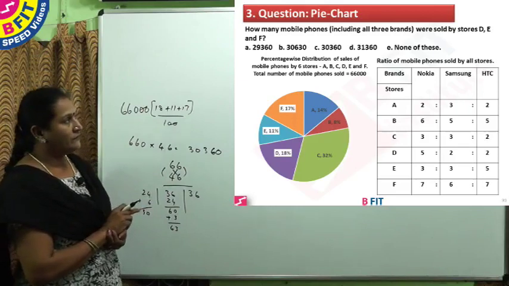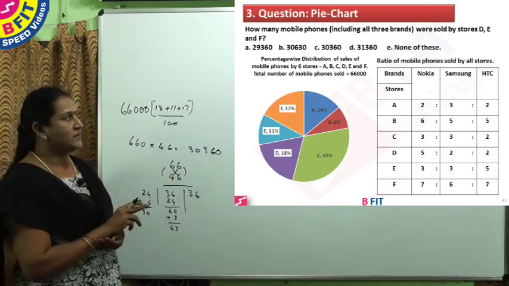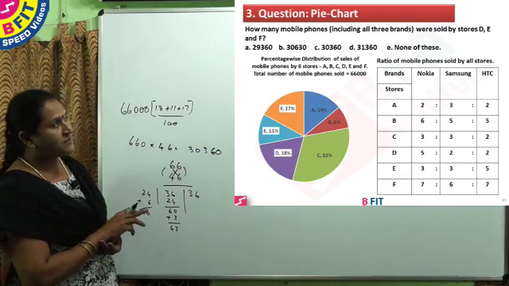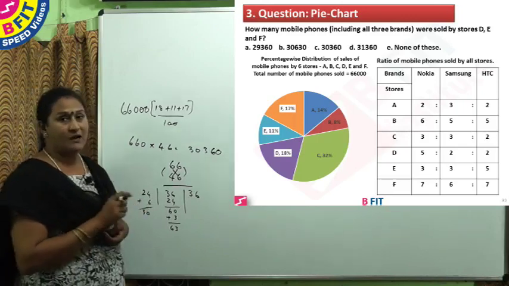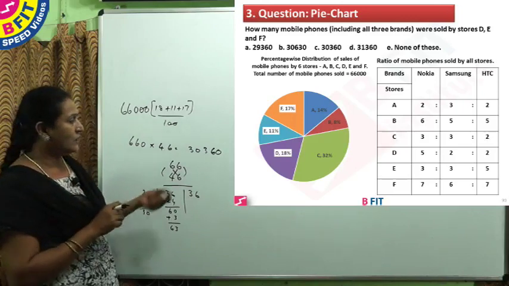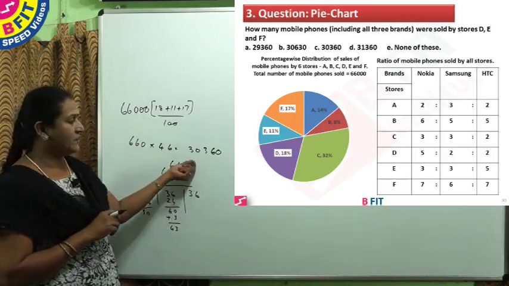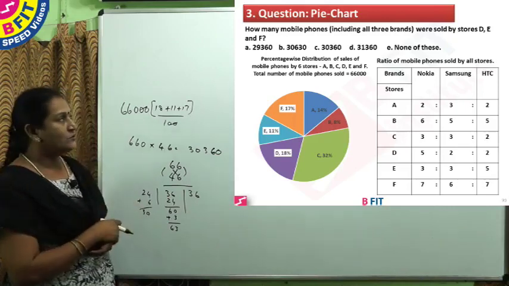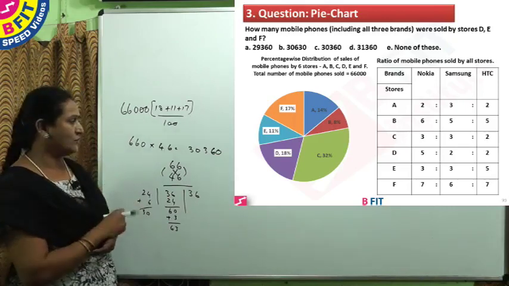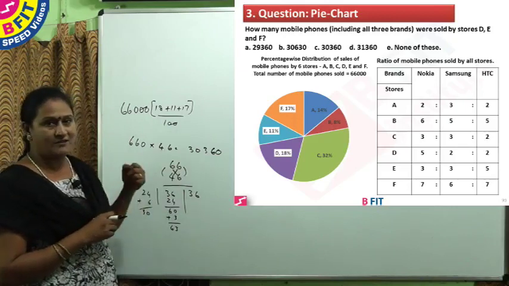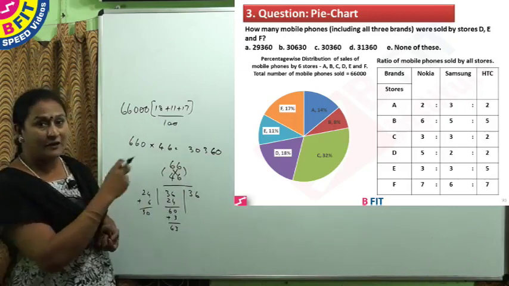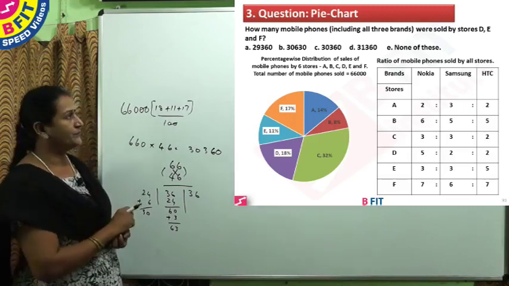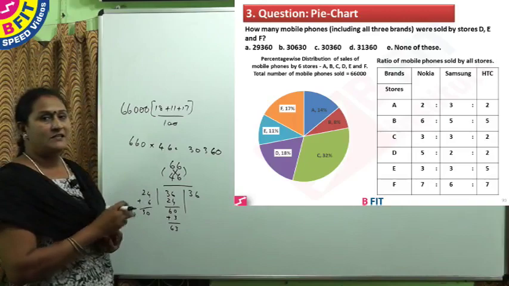So here we have two confusing options, that is B and C. B is 30,630 and C is 30,360. So you have to choose the option correctly. It will be option C because 30,360. In a hurry, many will go for option B. So be careful in choosing the option also. So working wise we have got the answer. Choose the correct option, that is option C, 30,360. Now we'll see the next question.